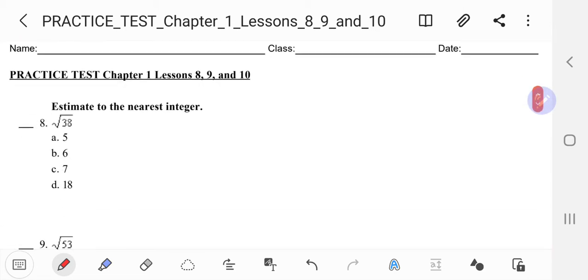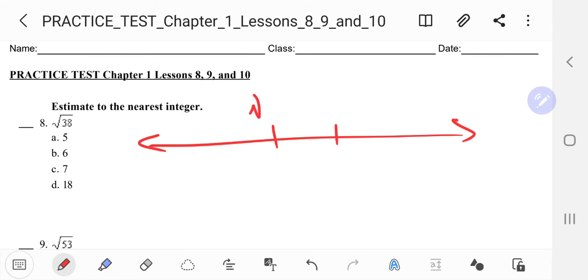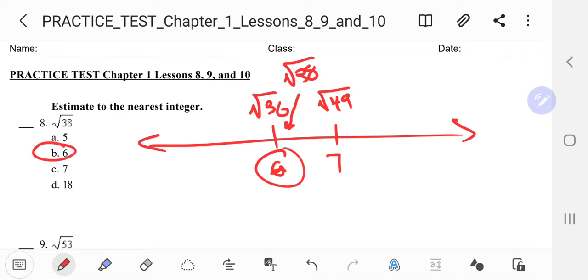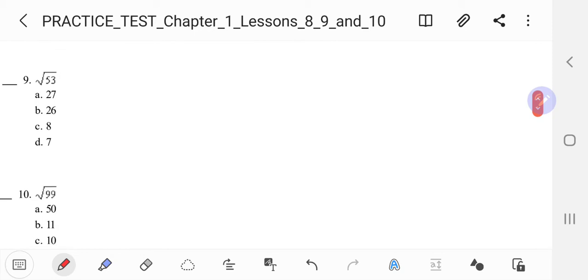All right, continue. Okay, estimate to the nearest integer. If we use our tool and we spot that the square root of 36 and the square root of 49 gives us 6 and 7, right? Square root of 38 would be right in between, except more towards the square root of 36, because it's only 2 away from that, but it's 11 away from 49, so it's going to be closer to 6. The answer would be 6.